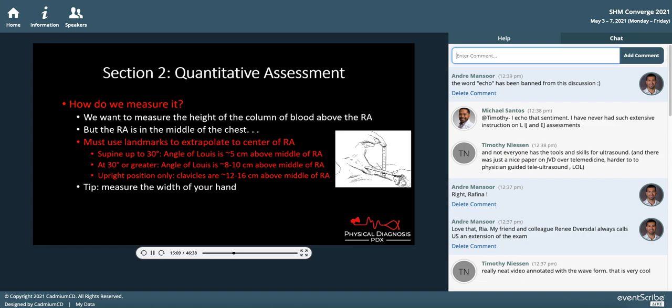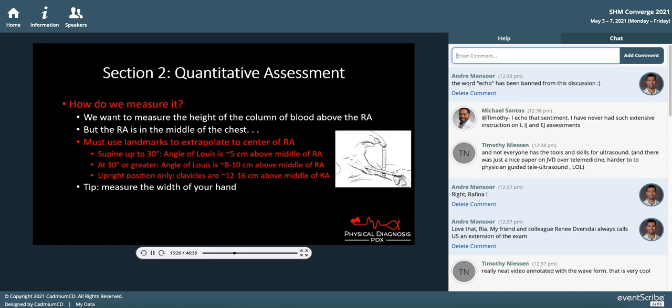The clavicles are another landmark that can be used, but only in the upright position where they are 12 to 16 centimeters above the middle of the right atrium. So again, if we can determine how high that column is above one of these landmarks, then we can use a correction factor to determine how high it is above the right atrium.